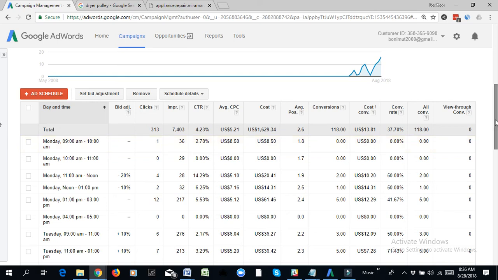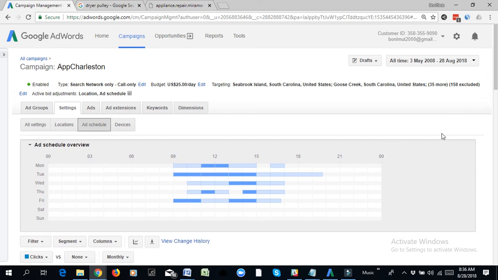So those are some of the things that we do on this task. And that's just for the weekly optimization. For the monthly optimization, we'll go into more details.